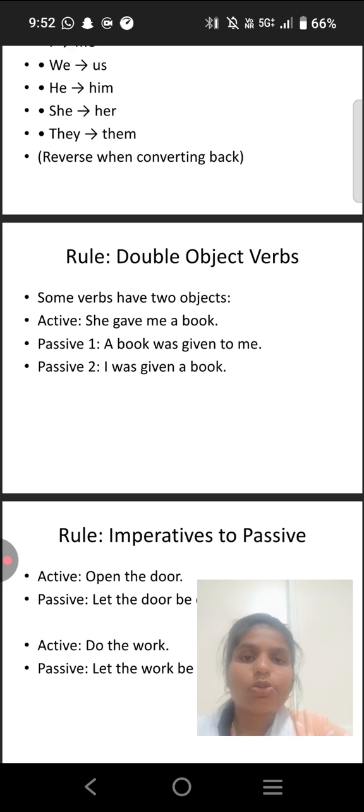We have the double object verb rule. Some verbs have two objects. Active: she gave me a book. In passive voice, a book was given to me. In passive voice, another one we will also tell: I was given a book.